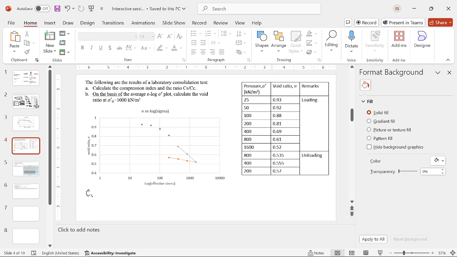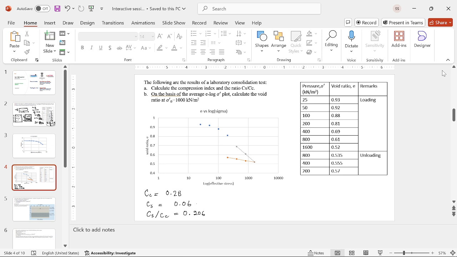Cc equals 0.28, Cs equals 0.06, Cs over Cc equals 0.206. Okay. So this was for question number 2.